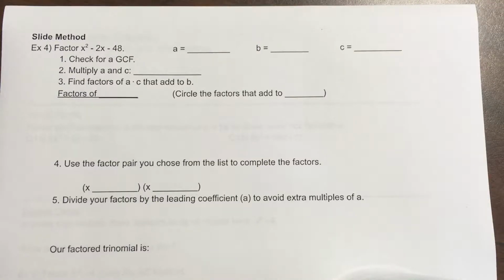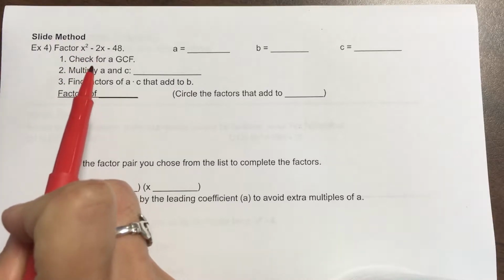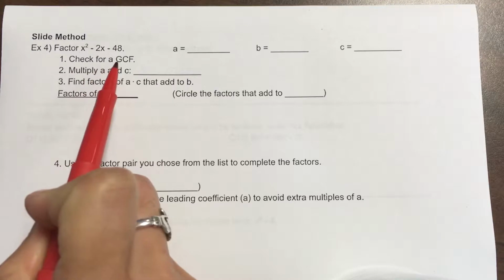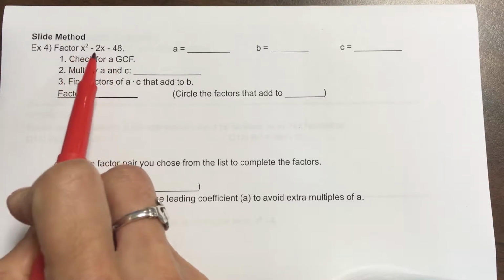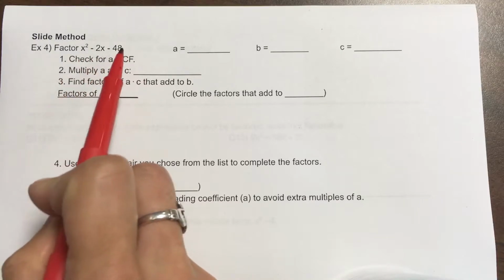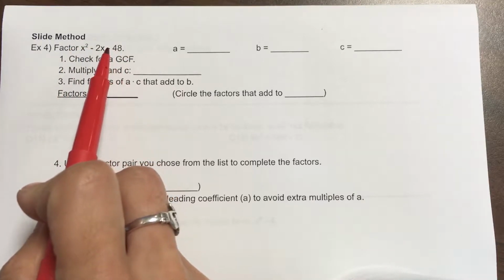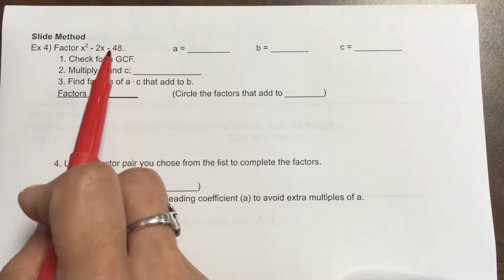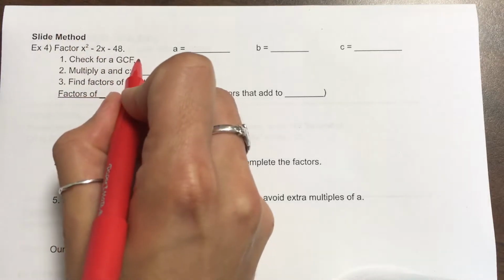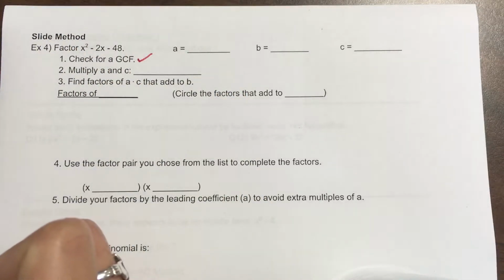The other method we have for factoring trinomials is called the slide method. The slide method starts off the same as our AC method. We begin by looking for a GCF, or greatest common factor. So for my trinomial that I have here, I don't have any GCF other than 1, so we don't have any greatest common factor that we need to pull out at the start. So we've checked for a GCF and we don't have one here.